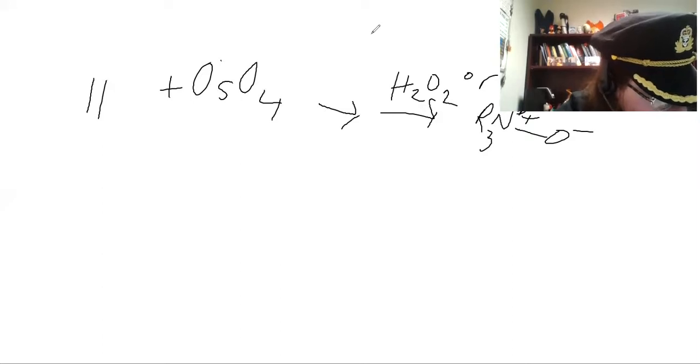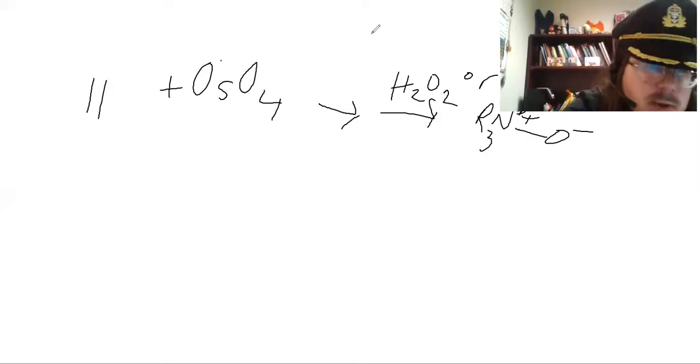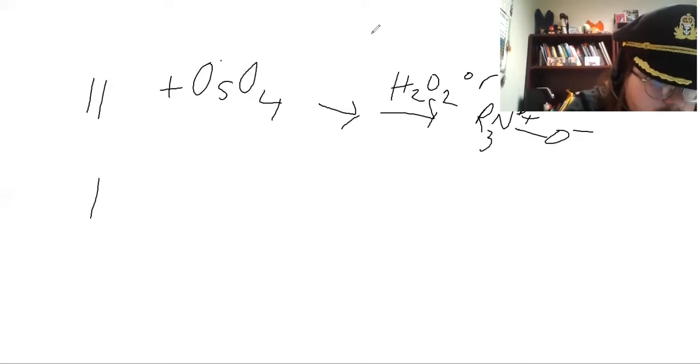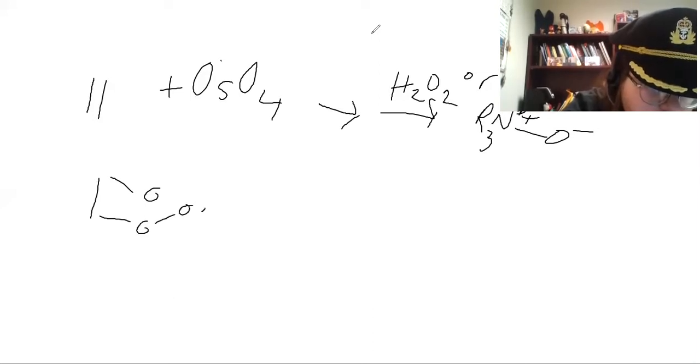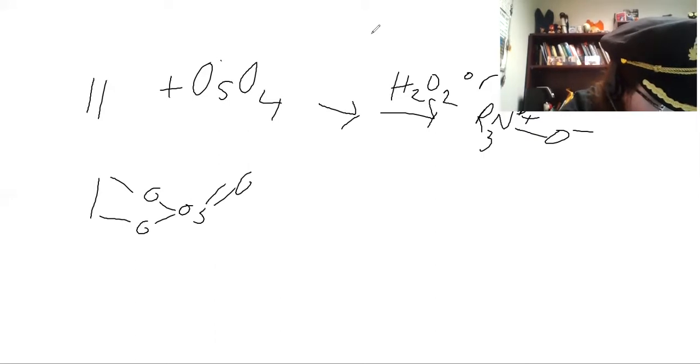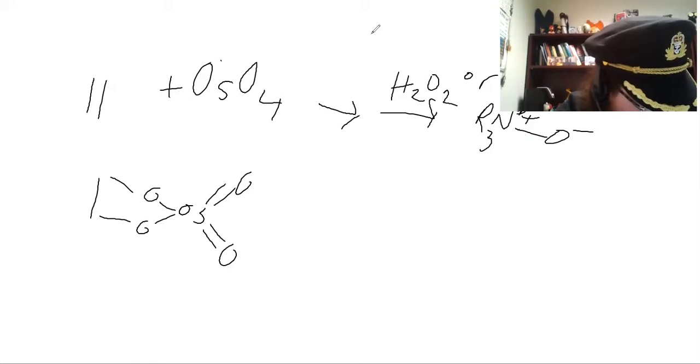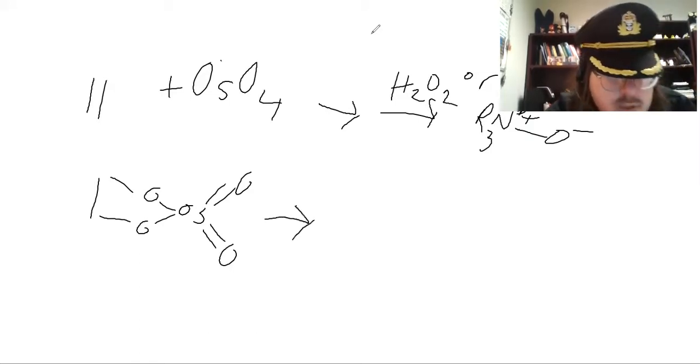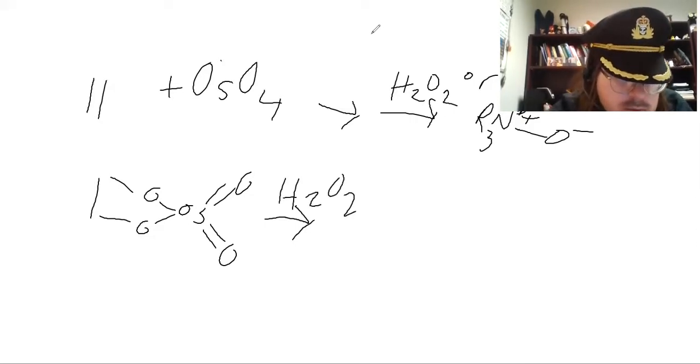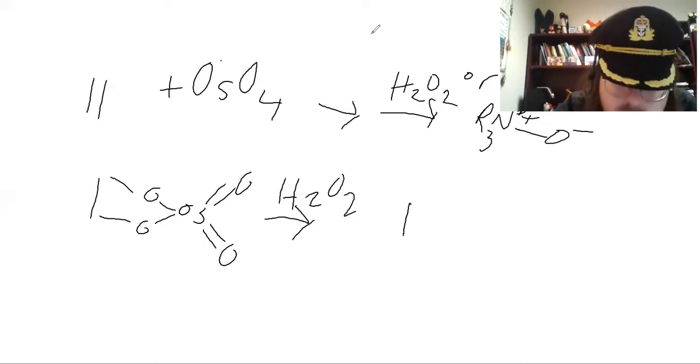So the first thing is we add osmium to this double bond. That forms a five-membered ring with the osmium. And then from there, the peroxide removes those rings and reforms your osmium catalyst.